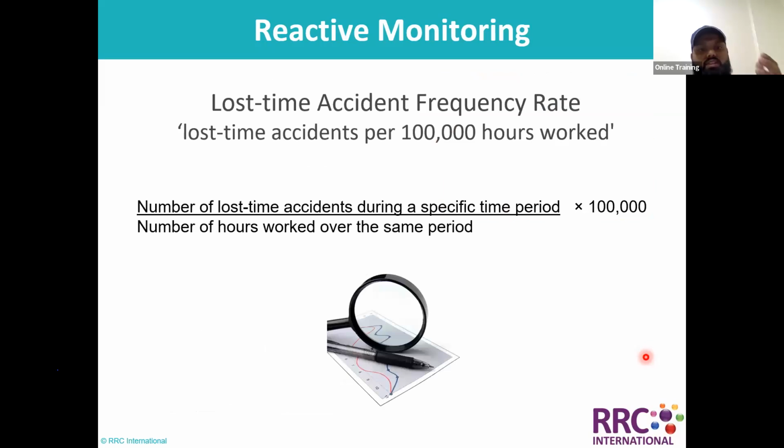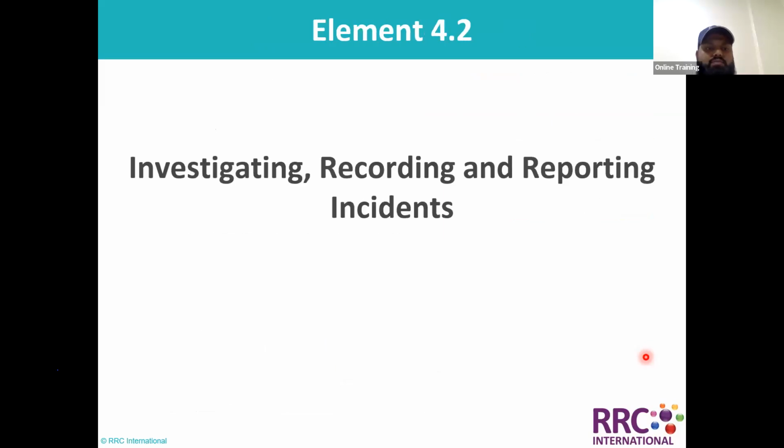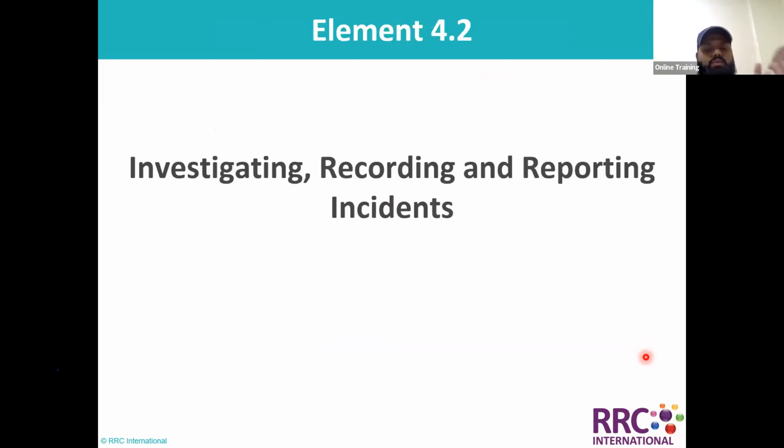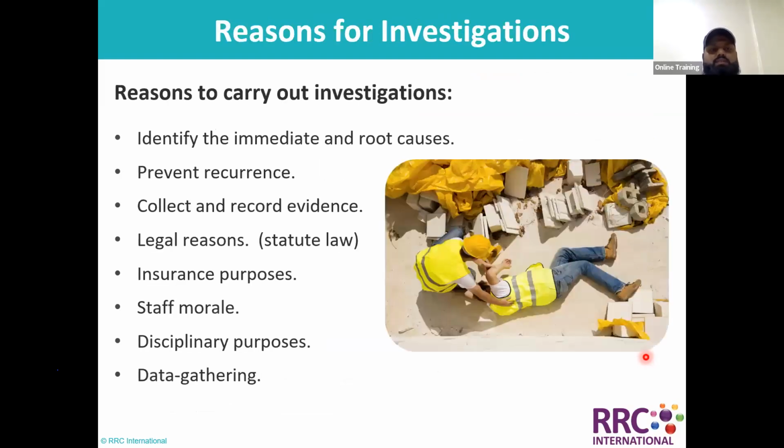And here we learned how we are going to calculate the injury rate. After that, this was the reactive monitoring: once the accident has happened, what do we have to do. In the next module, we learned how we are going to investigate, record, and report the incident. Here we learned some of the reasons for incident investigation.